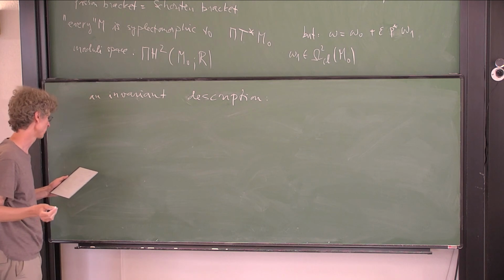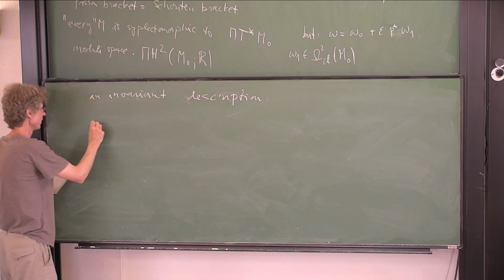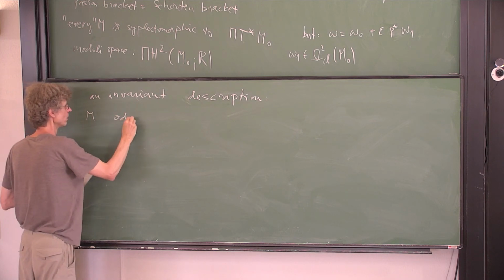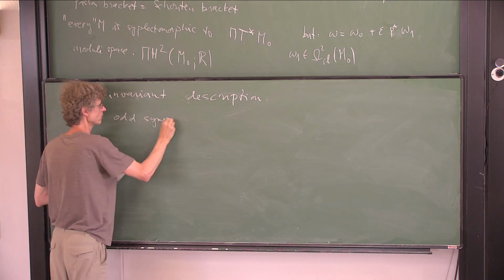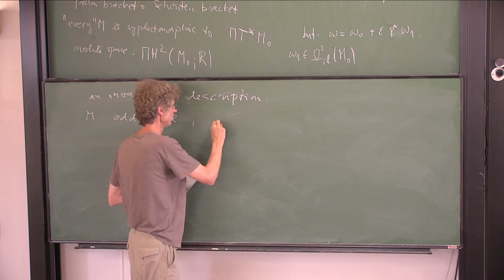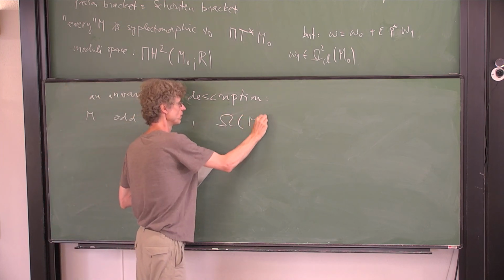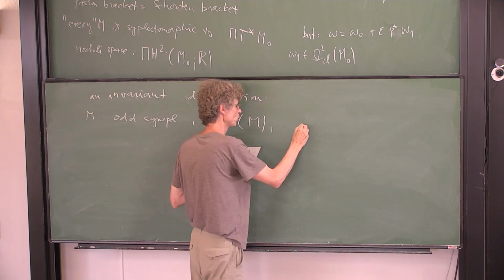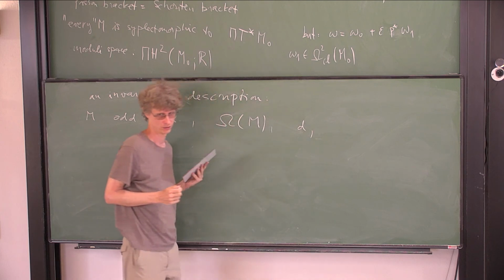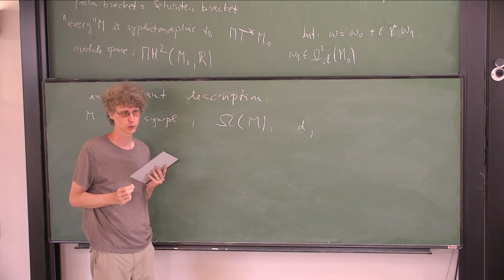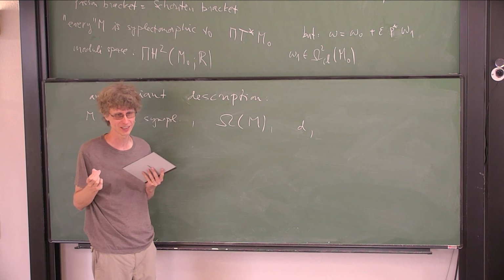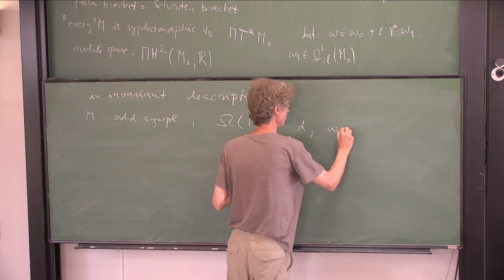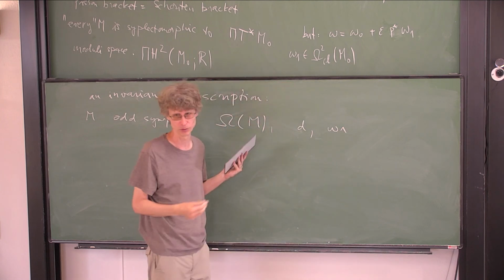So the construction goes like that. We have our odd symplectic M, and then we take differential forms on this M. There are two differentials. One of them is the de Rham differential, and the other one, as was already mentioned, is wedging with this little omega, the symplectic form, because it squares to 0. So this is a bicomplex now.